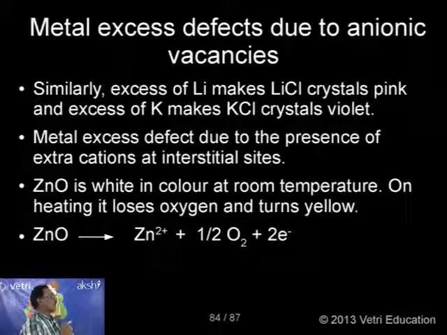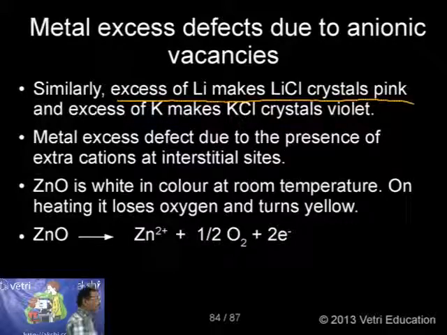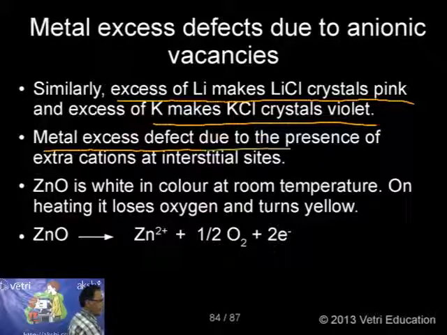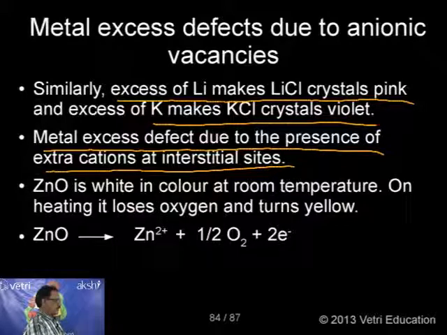The next one: metal excess defect due to anionic vacancies. One case I have discussed with sodium chloride. Similarly, excess of lithium makes lithium chloride crystal pink, and excess of potassium makes potassium chloride crystal violet. So sodium chloride is yellow, lithium chloride pink, and potassium chloride violet, due to the release of electrons occupying the corresponding negative ion sites. Next, the metal excess defect due to the presence of extra cations at interstitial sites.